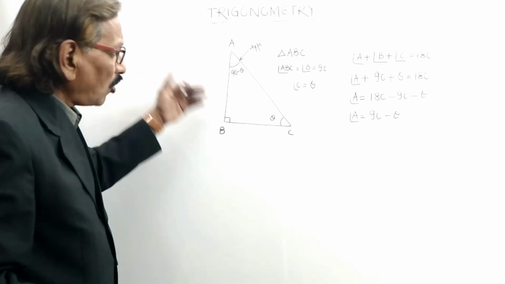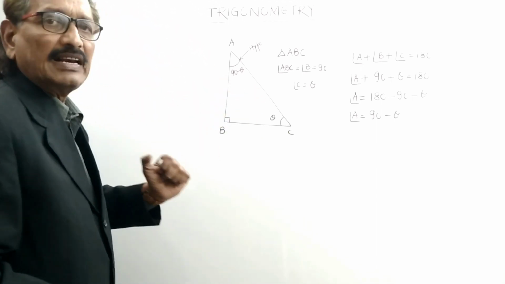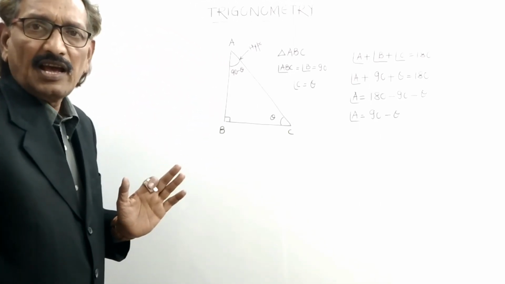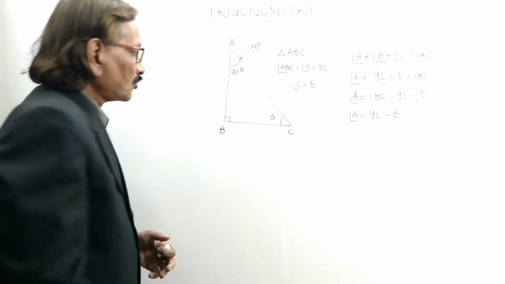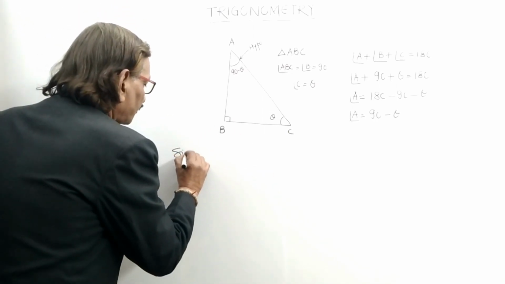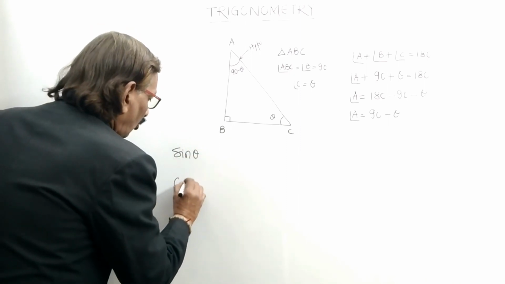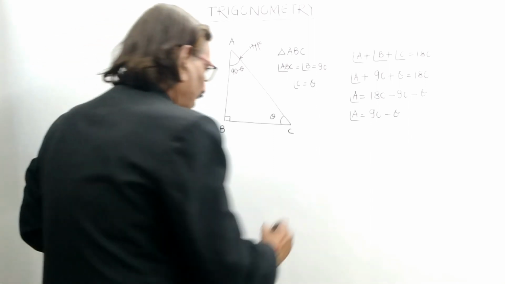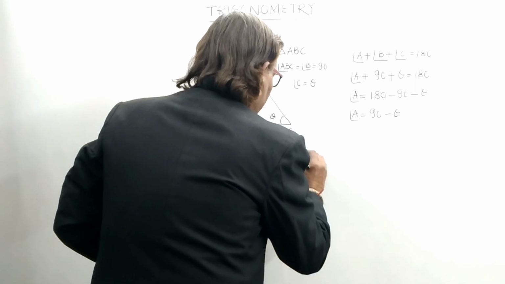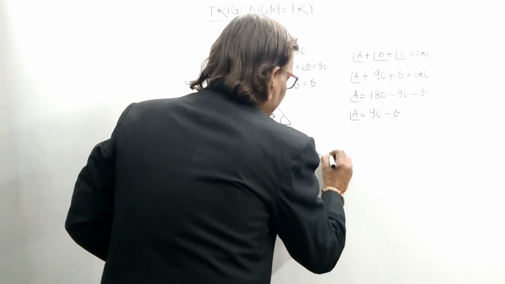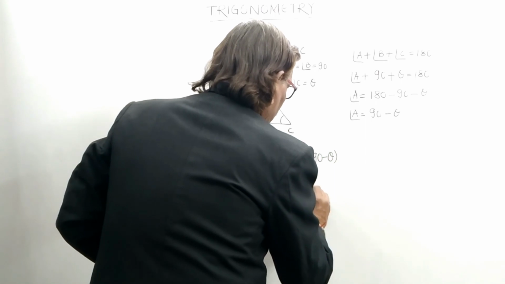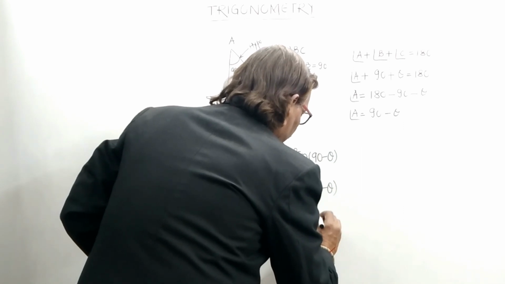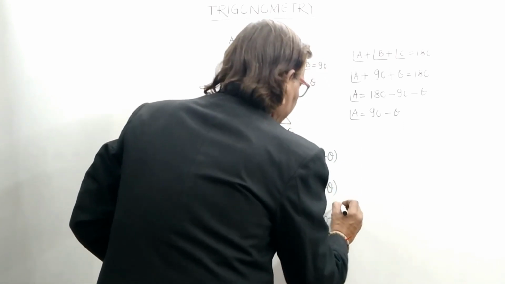Let us take the sine, cos and tan ratios for theta as well as sine, cos and tan ratios for 90 minus theta, both the angles. And then we can conclude a few things. So we will consider sine theta, cos theta and tan theta. Again we will consider sine 90 minus theta, cos 90 minus theta and tan 90 minus theta.